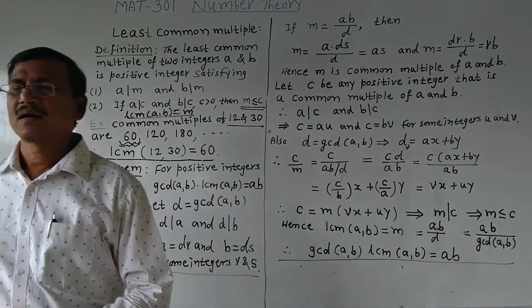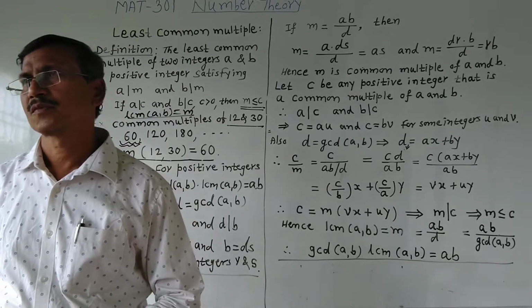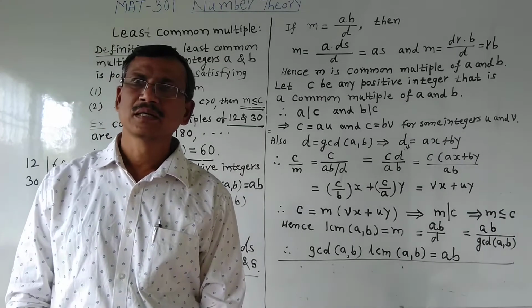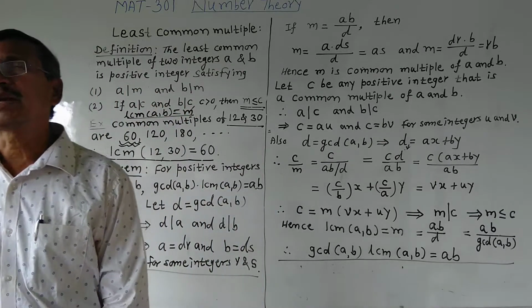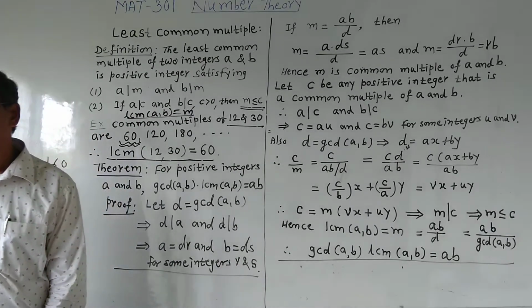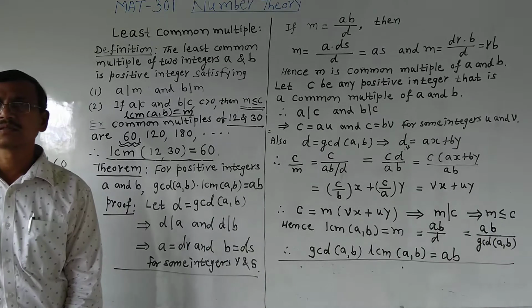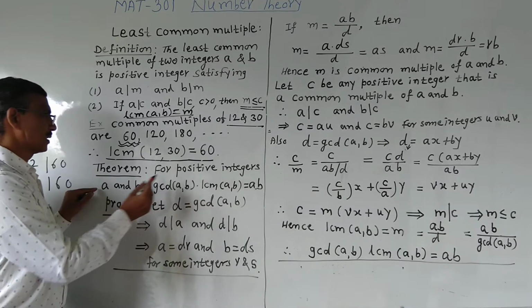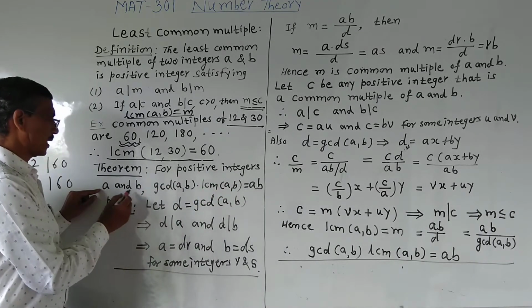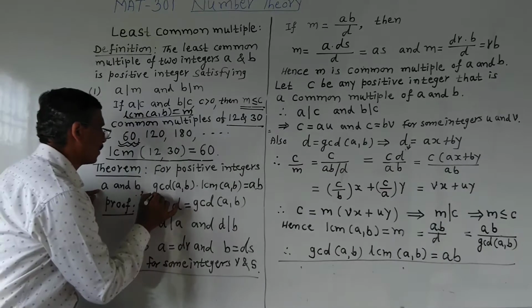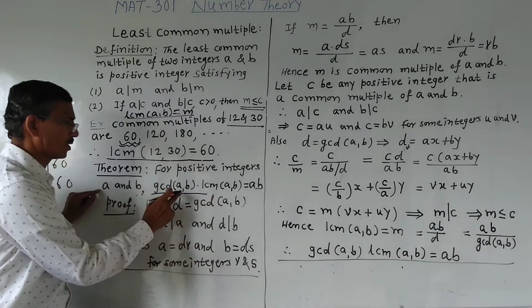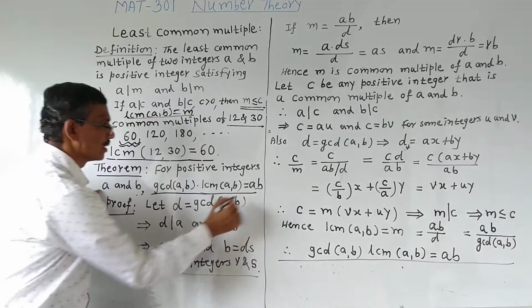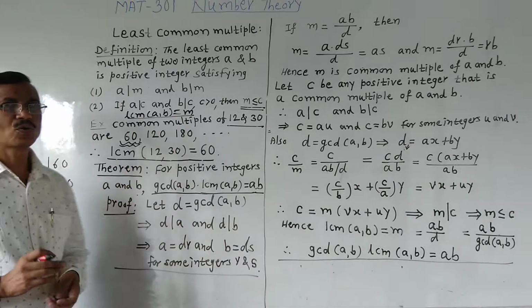Now we shall prove one theorem. Using this theorem, we can find the least common multiple of any two given integers. The statement is, we have to consider two non-zero integers A and B. Means for positive integers A and B, the statement of the theorem is: greatest common divisor of A and B and least common multiple of A and B is equal to the product of these two integers.